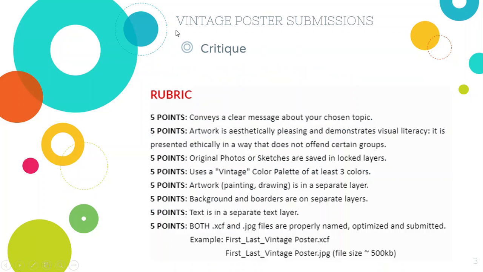So, taking us back to the vintage zoo poster submissions, this is a critique. So, what are we critiquing today? We're critiquing your ability to complete all of the objectives in a rubric. So this is how I grade it. This is how I keep it so that I don't have to get emotionally involved. It's very objective. So for 5 points, conveys a clear message about your chosen topic.